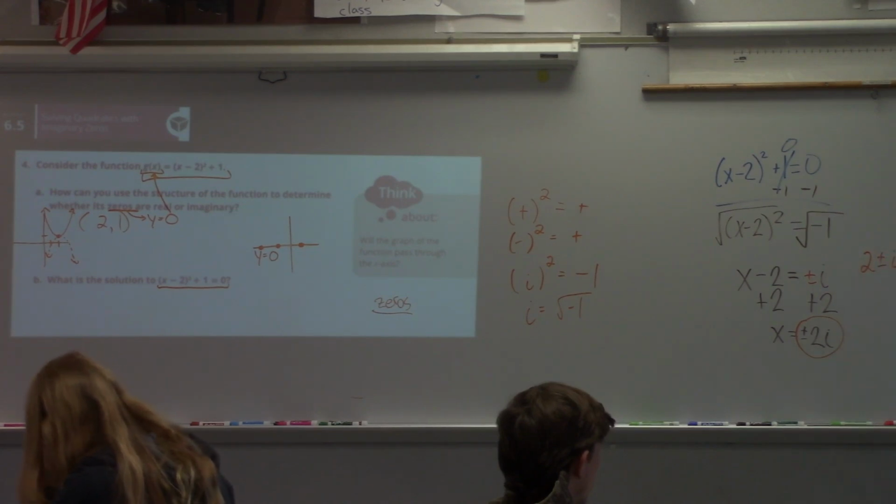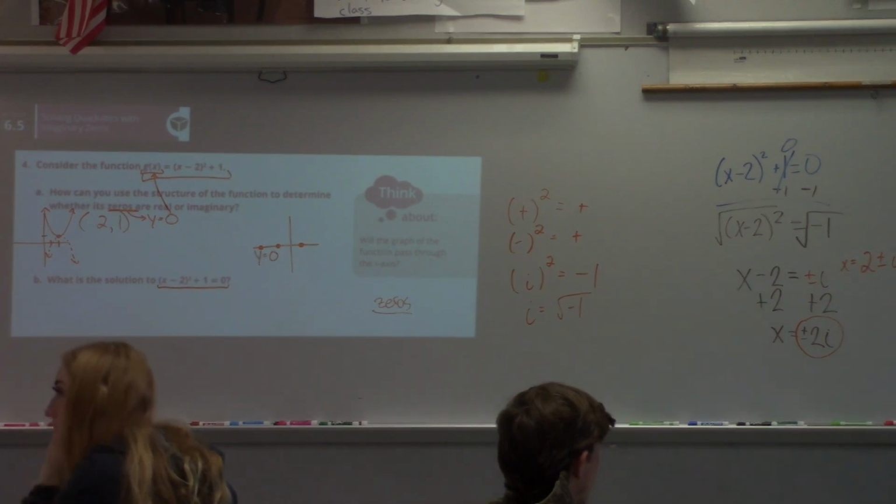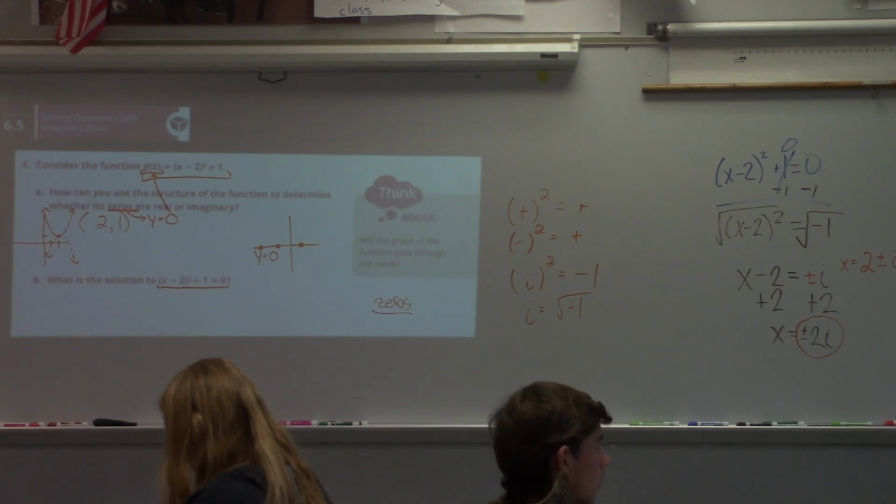What questions do you have about that? Aisha? When we write our answer, do we put x equals, or we just leave it like that? Yes, you would need to say x equals because those are solutions, right? Or they are zeros. Yeah, and that's the whole point, x equals. Questions, comments, concerns at this point? Do we understand how to fix it? Y'all see that?